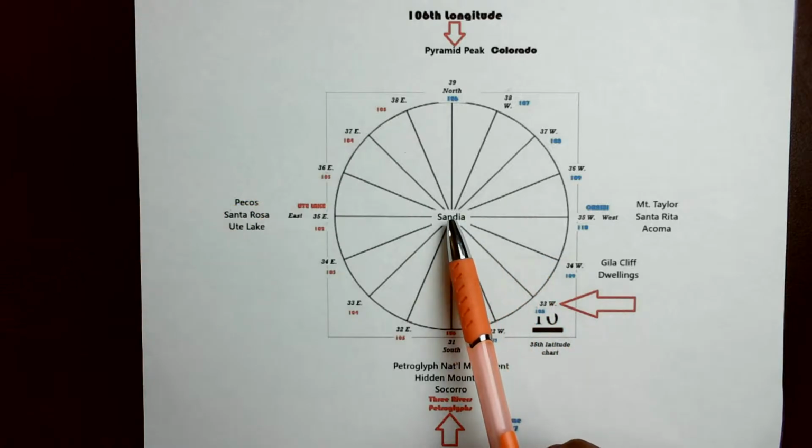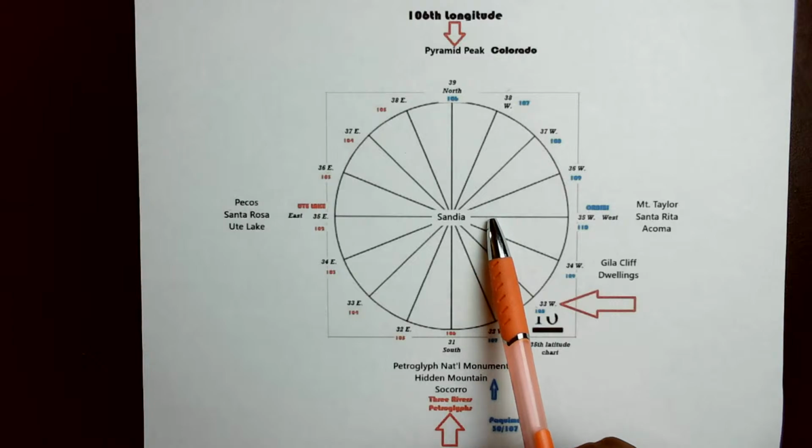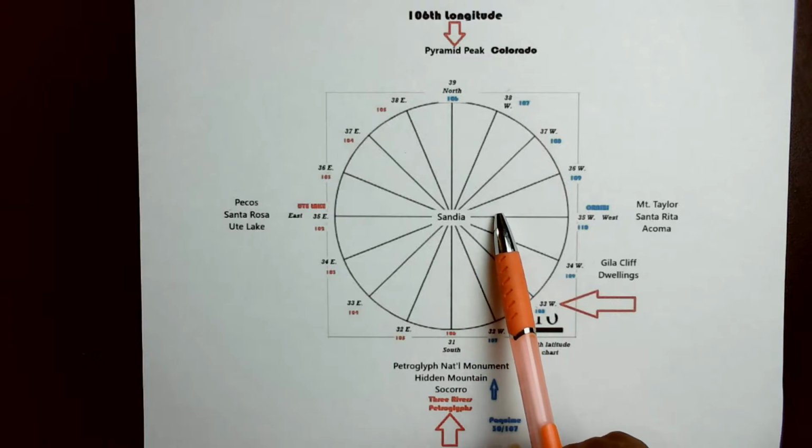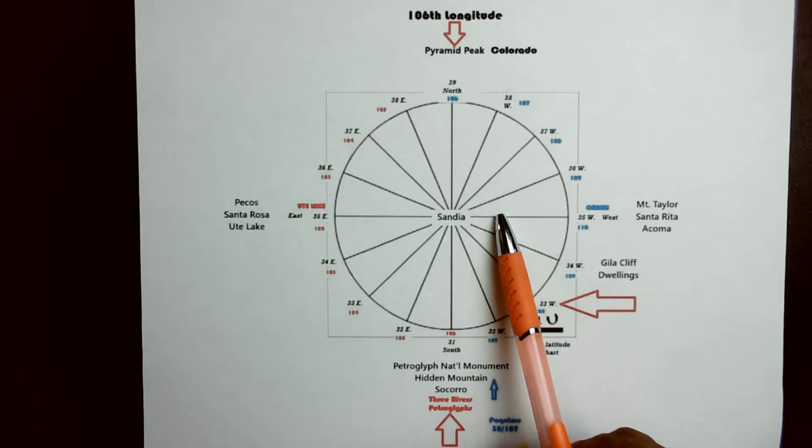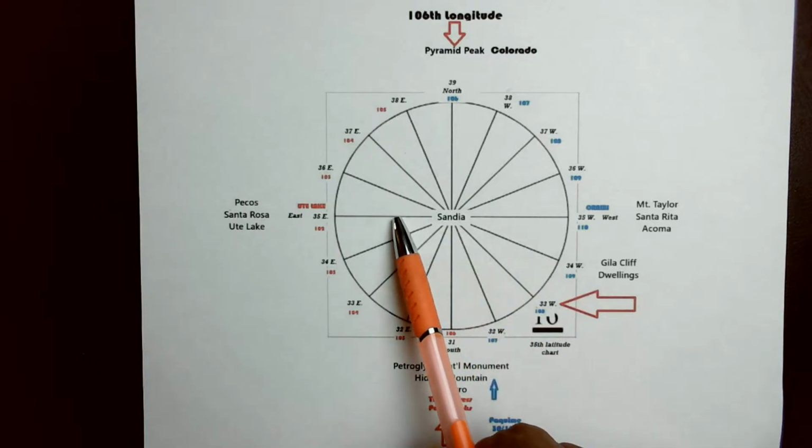Now, when you look from the Sandias and you take it to the west, it'll take you to Mount Taylor, Santa Rita Pueblo, which is, I think, extinct now, and Acoma Pueblo. And where are they located? At the 35th degree latitude. If you go in this other direction, you go to Santa Rosa, where the Pecos River is located. And where is it located? At the 35th degree latitude.